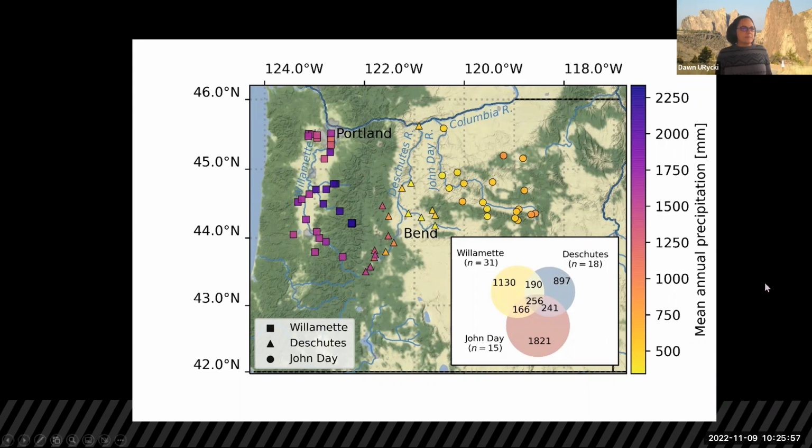So for this mutual information analysis that we did here, we added samples from an additional basin, the John Day Basin, which is off to the east here. And those samples were collected in the summer of 2018. So the annual precipitation is similar to the Deschutes, but discharge is much lower, about 1/5 of the discharge that we have in the Deschutes.